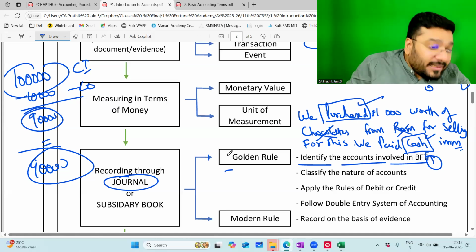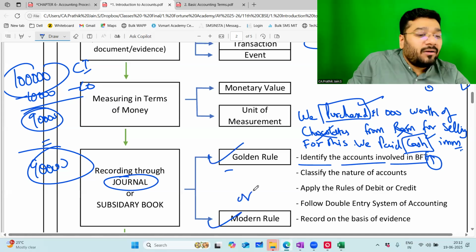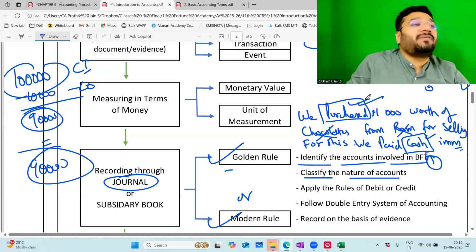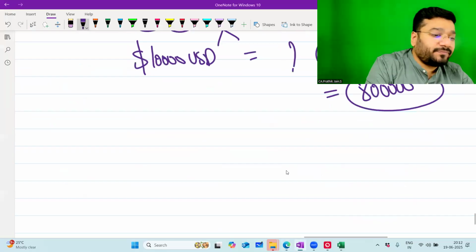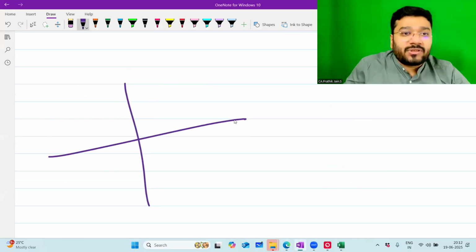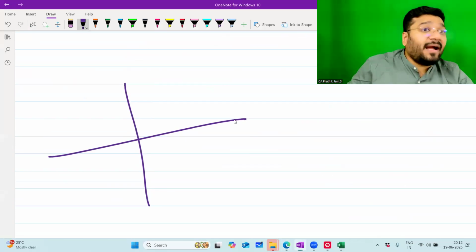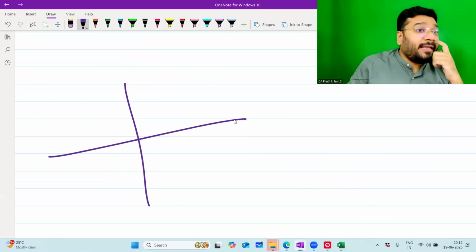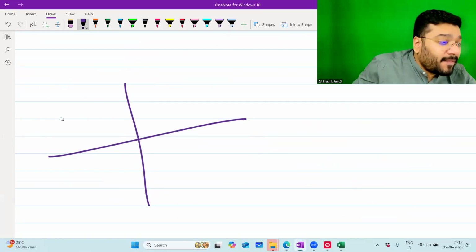Which rule? Either the golden rule or the modern rule. And you have to classify the nature of accounts. One second. So purchase is what classification? Always, all accounts you will be able to classify under 4 categories. How many categories? 4 categories.